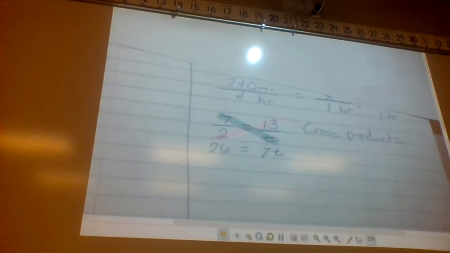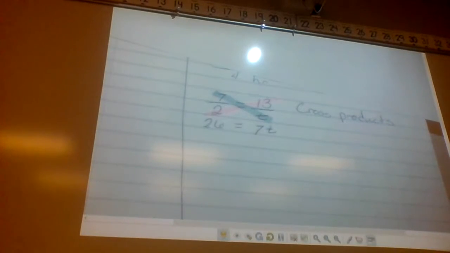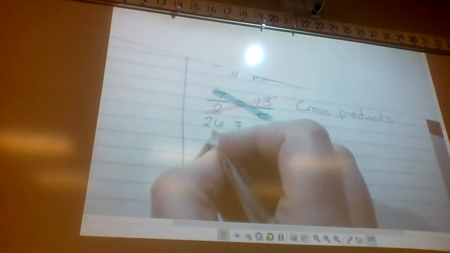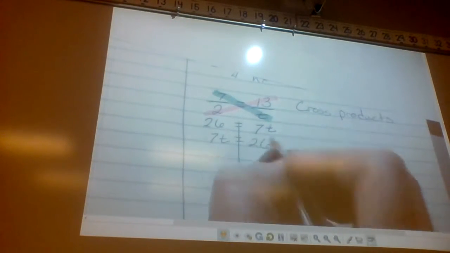So we did the cross multiplication. We have an equation. Now, how do we solve this equation? Draw the river. Then what? Why? Because we want to solve it very well. So we're going to rewrite this. So it's 7t equals 26. Then what?